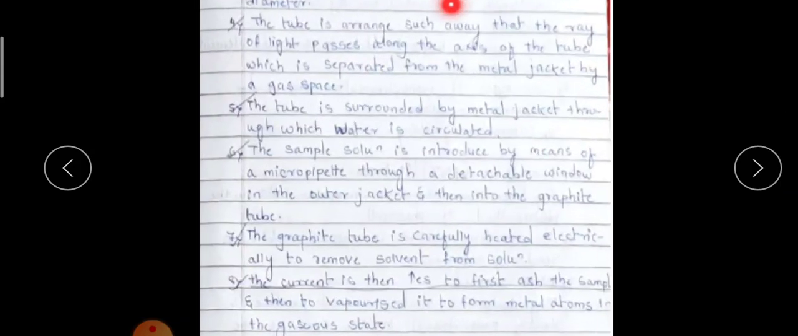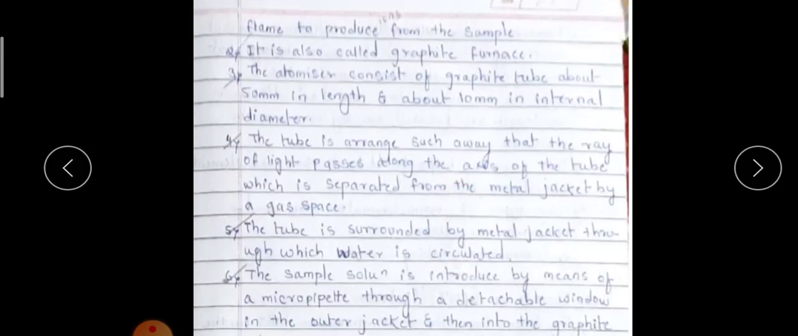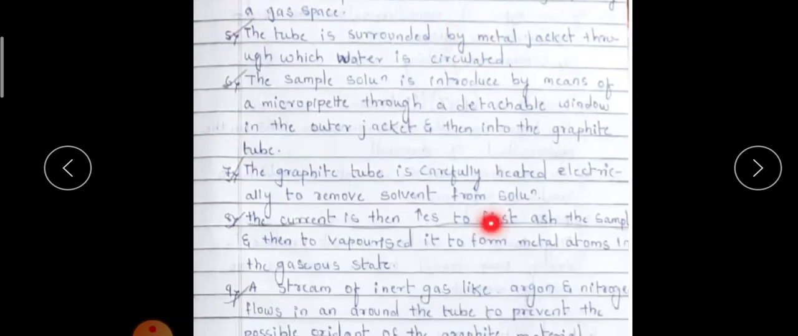It is a non-flame technique in which electrically heated graphite furnace tubes or rods are sometimes used instead of a high temperature flame to produce the ions from the sample. It is also called the graphite furnace. The atomizer consists of a graphite tube about 50 mm in length and about 10 mm in internal diameter. The tube is arranged in such a way that the ray of light passes along the axis of the tube, which is separated from the metal jacket by the gas space.